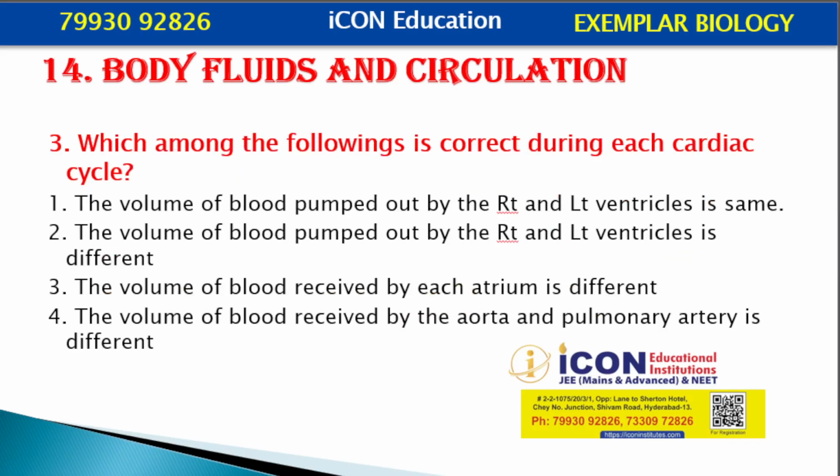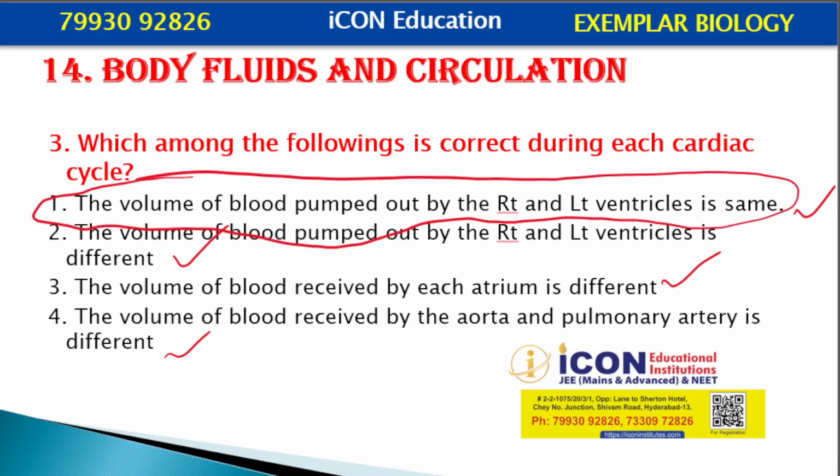Okay. Which among the following is correct during each cardiac cycle? The volume of blood pumped out by right and left ventricle is same. The second option, the volume of blood pumped out by the right and left ventricle is different. The volume of blood received by each atrium is different. The volume of blood received by aorta and pulmonary artery is different. Here we should not go more medical in angle than what is given in the NCERT. The volume of blood pumped out by the right and left ventricle is same, so that's going to be the answer.